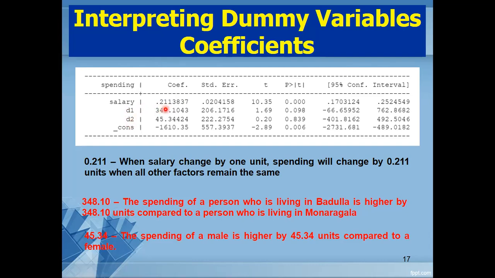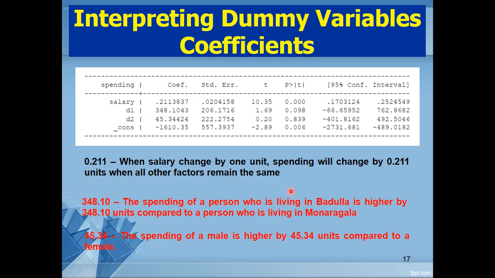What do you mean by this 348.10? It indicates that the spending of a person who is living in Badulla is higher, because this coefficient is positive, by 348.10 units compared to a person who is living in Monaragala. You can see the definition which I have included here.